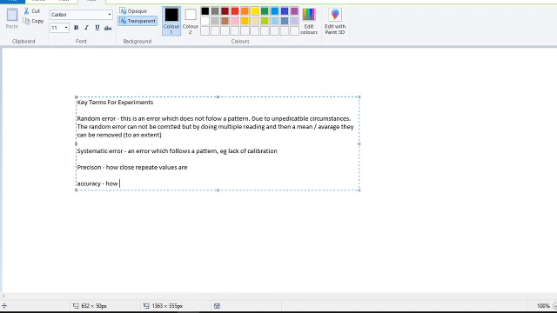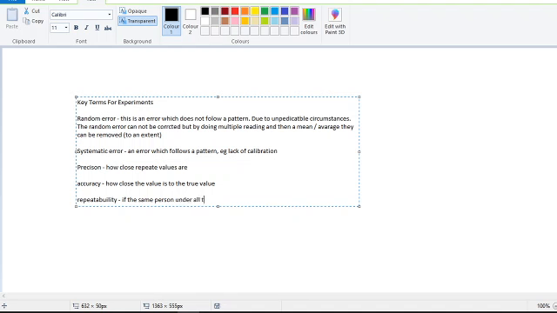Accuracy: how close the value is to the true value. So how close your measured value is to what the actual answer is. Repeatability: if the same person under all the same conditions would be able to get the same results. So say you did the exact same thing in the exact same order with the exact same stuff, would you get the same results?